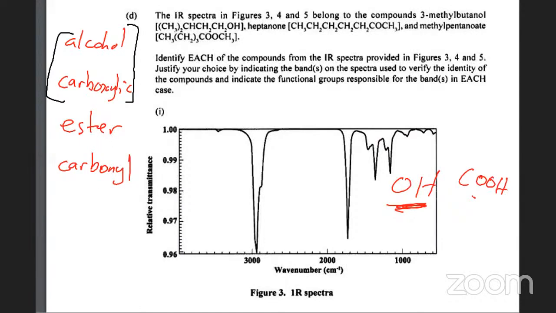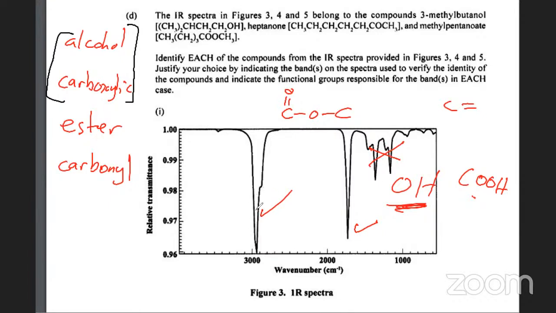For the ester, C double bond O, single bond O, C, that's the ester. So for the ester, you should have a peak. When we say peak, it must come very far down. So this is a peak, this is a peak. These ones are not far down, so we don't use them. Use the ones that are coming very far down.